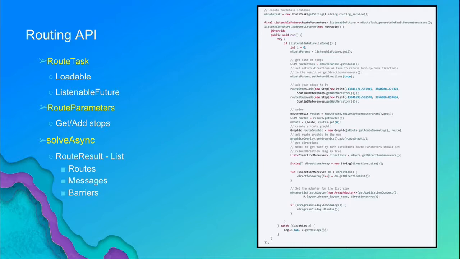Another key feature used in the Maps app is the routing API, and you use the routing API through the route task. It's also loadable, and the async method also implements the ListenableFuture. So you can see that the loadable pattern and the ListenableFuture pattern are applied to most of our API. You can call solve async and get a list of route results, with directions and messages.